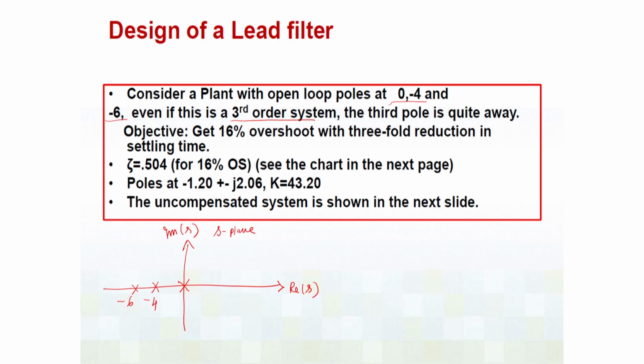This plant I can also write down, and there is no zero in the system. So, the plant transfer function can be written as something like 1 over s into s plus 4 into s plus 6. That is the uncompensated transfer function. It is a third order system, we can clearly see, but because one pole is quite far away, it may still behave like a second order system.